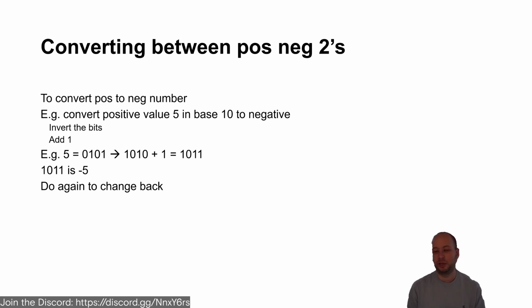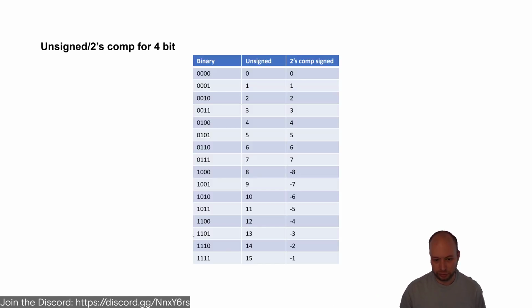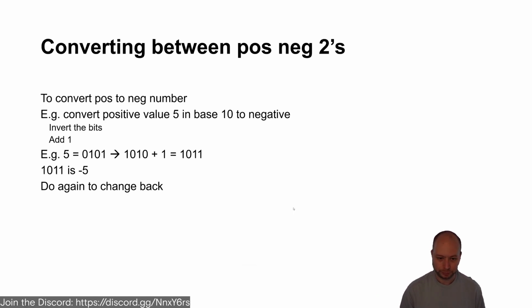So in the case of 5, we have 0, 1, 0, 1. If we take the 2's complement, we invert it, we get 1, 0, 1, 0, and then we add 1, and we get 1, 0, 1, 1. And 1, 0, 1, 1 is negative 5. If we look back here, we can see 1, 0, 1, 1 is indeed negative 5.